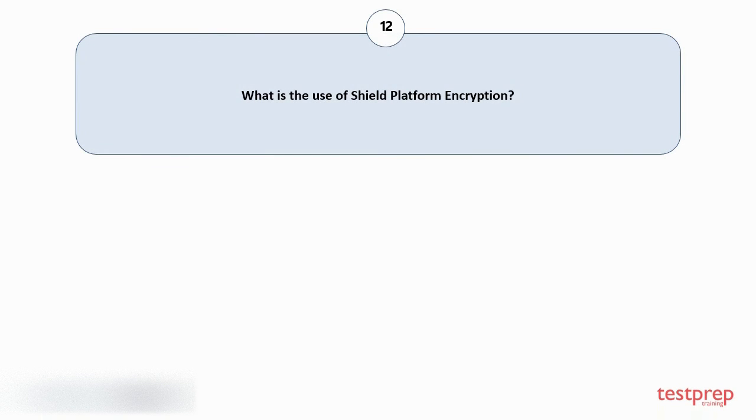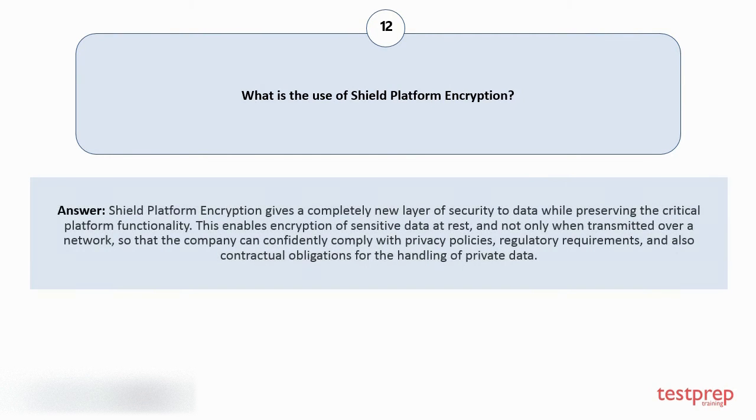Question number 12. What is the use of Shield platform encryption? Your answer is: Shield platform encryption gives a completely new layer of security to data while preserving the critical platform functionality. This enables encryption of sensitive data at rest, and not only when transmitted over a network, so that the company can confidently comply with privacy policies, regulatory requirements, and also contractual obligations for the handling of private data.